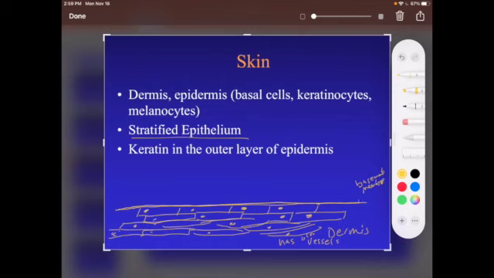And you will have all of these cells here. Basically, nutrients need to diffuse into your epidermis. And the layers get thinner and thinner, and the dead cells slough off like that.